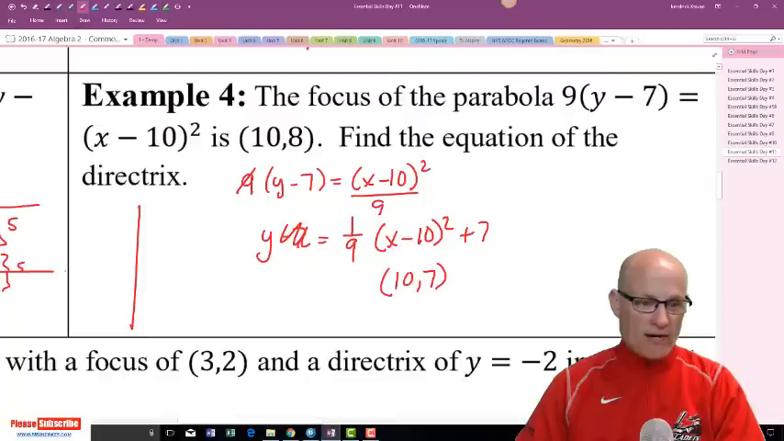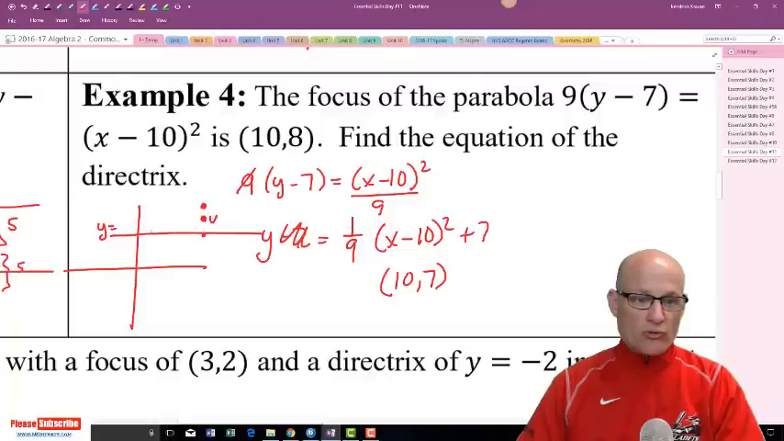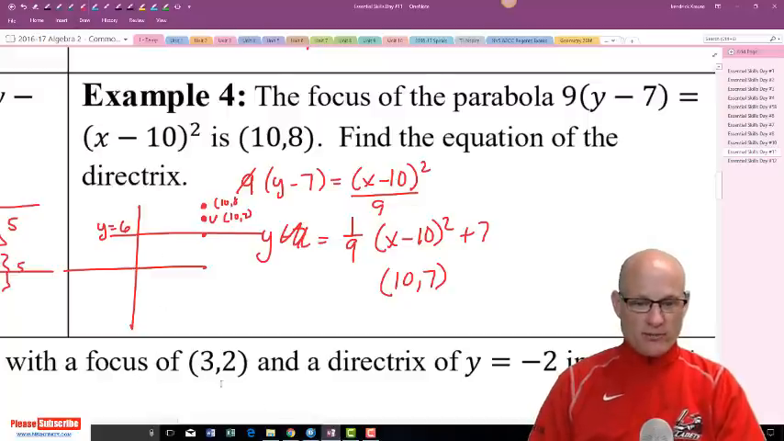So if I look at my graph, (10, 7) is about here. That's my vertex. My focus is (10, 8). That's 1 up. So my directrix has to be 1 down, which is the line y equals, so this is (10, 7), this is (10, 8). So this has to be y equals 6. All right, there we go.